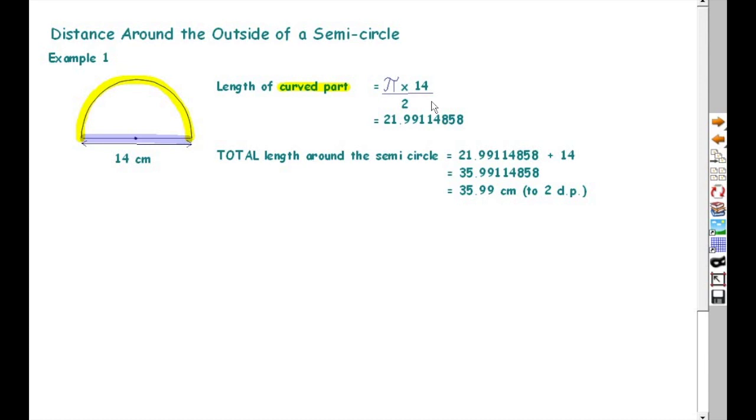21.99114858. To complete the task then, to work out the perimeter of the semicircle, or the distance all the way around, I then added 14 onto this answer, because the diameter across the bottom is 14 centimetres long. I then rounded the answer accordingly to 2 decimal places.